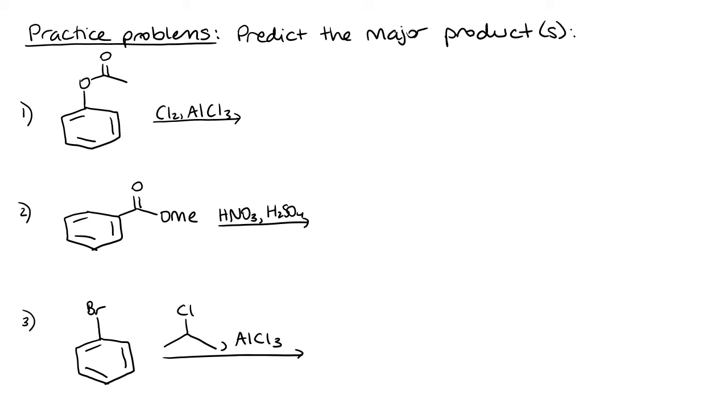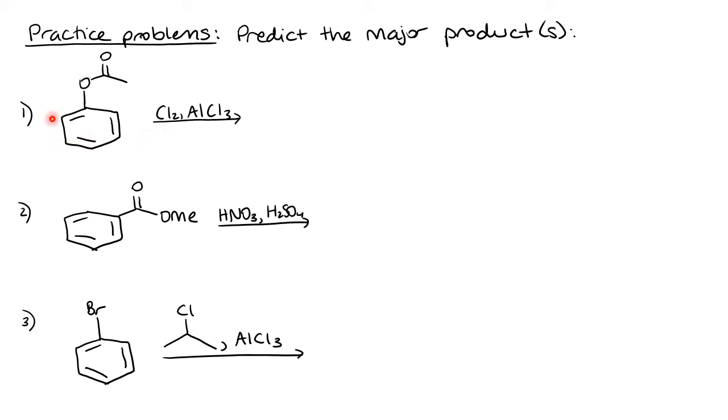We want to look at the substituent that's already attached to the ring, and determine what its directing effect is, whether it's an ortho-para or meta-director. Then we also want to look at the type of reaction this benzene ring is undergoing to see what the new substituent is going to be.